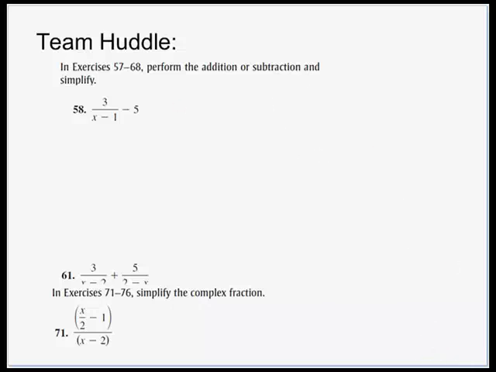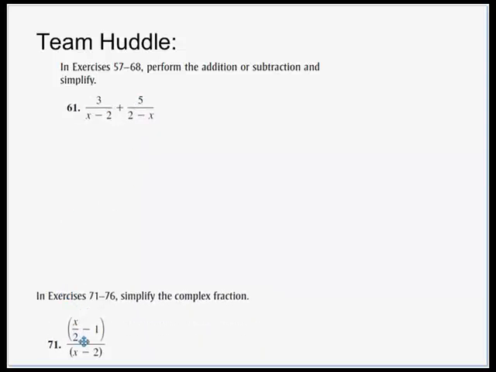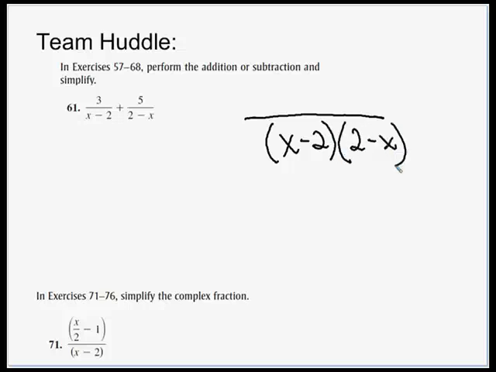All right, 61. Let's do it the long way first, and we're just going to do it with the pattern that I showed you, and it will work. So we have two denominators right now. If we multiply them together, we get x minus 2 times 2 minus x. And then we multiply up to the left. We're going to have that numerator 3 times the 2 minus x. And then we're going to have the plus 5 times x minus 2.